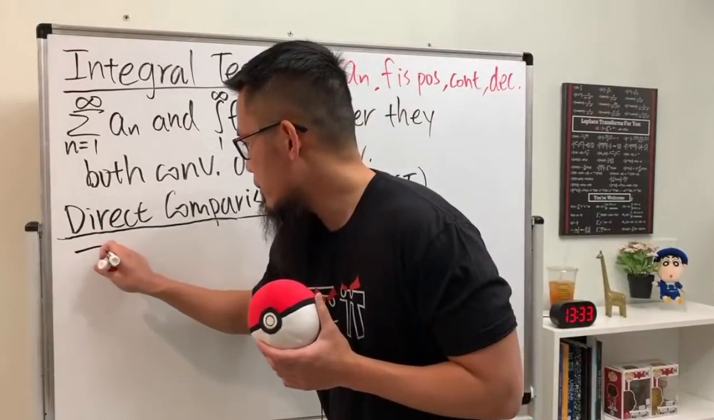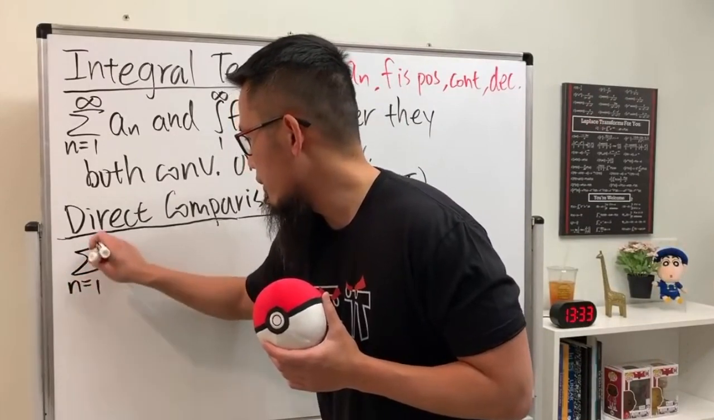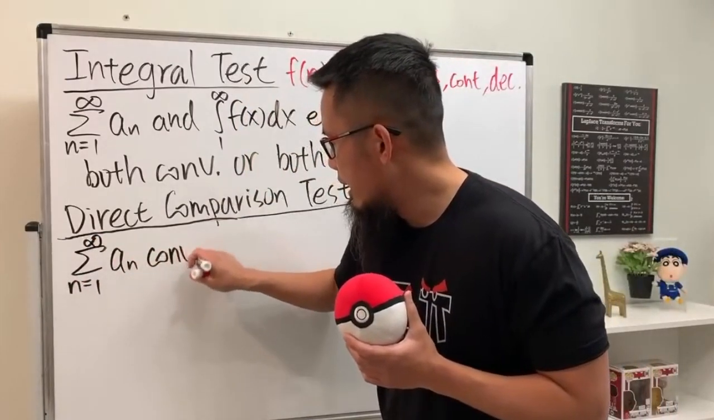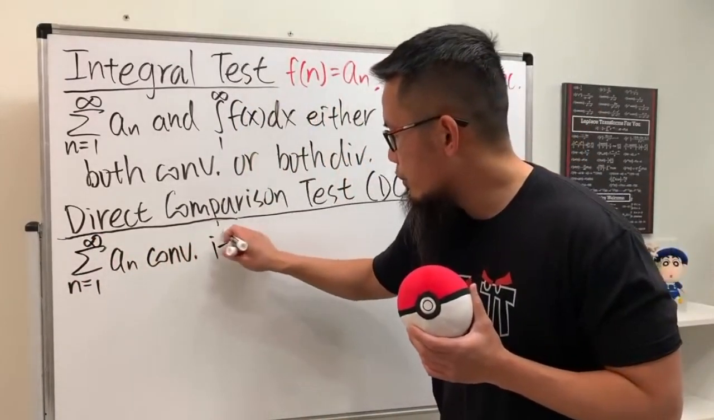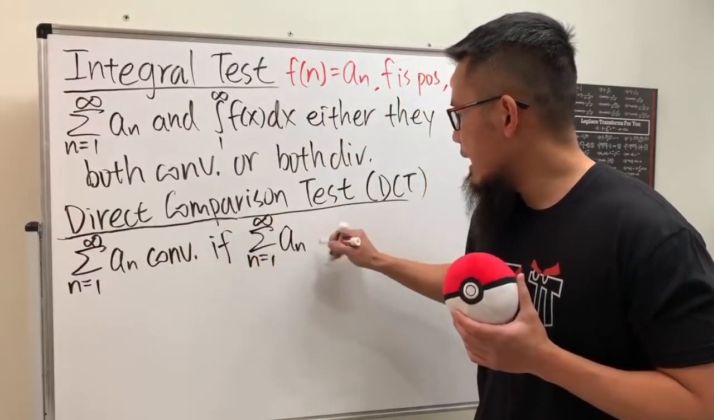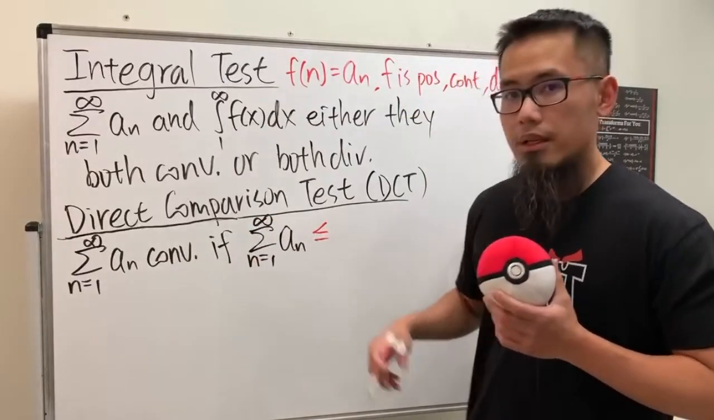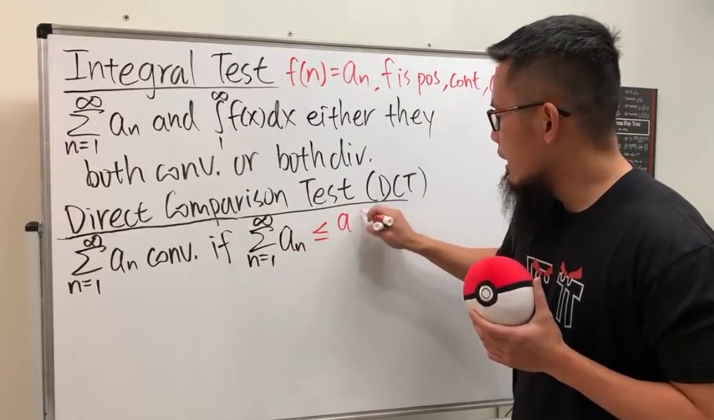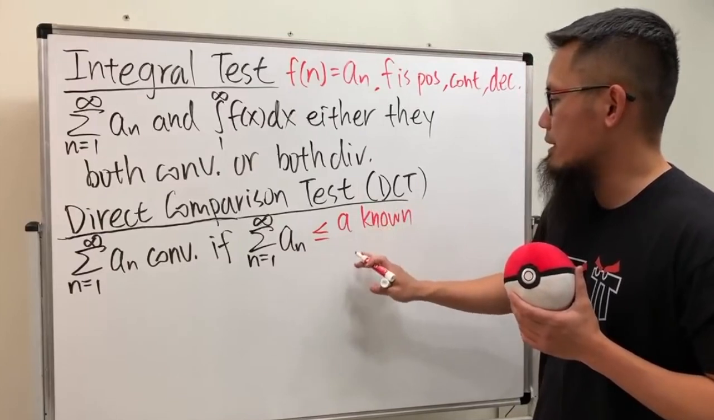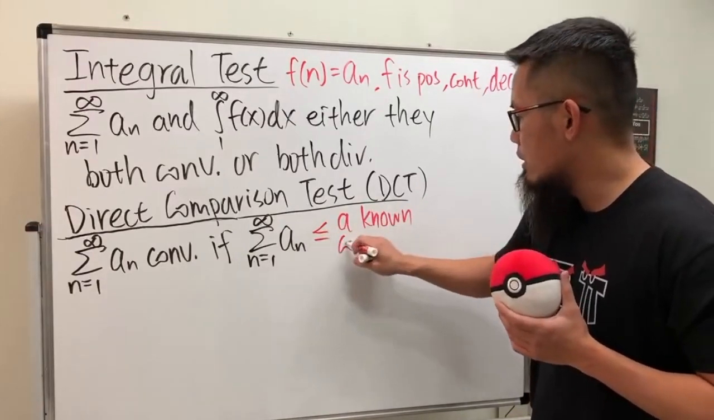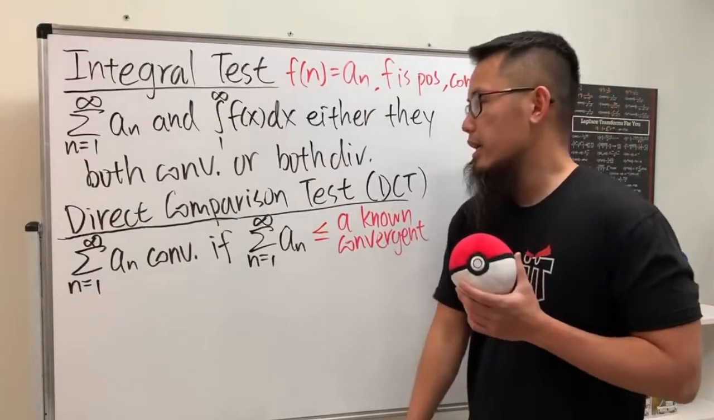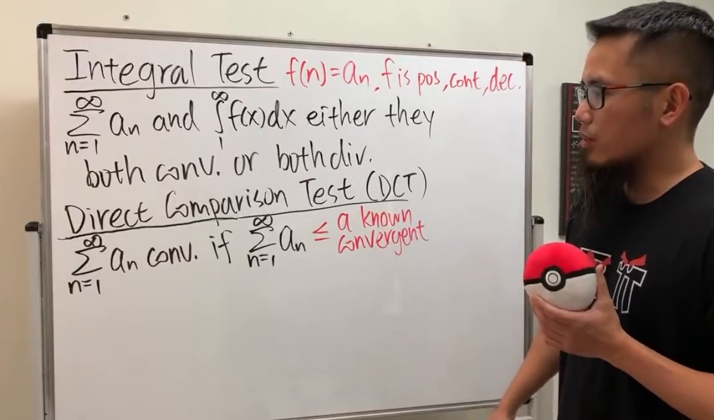Here's the deal. This right here, the infinite series as n goes from 1 to infinity of an, you will know it converges if you can show that this series is less than or equal to a convergent series that you already know. So I will just put this down as less than or equal to a known convergent series.